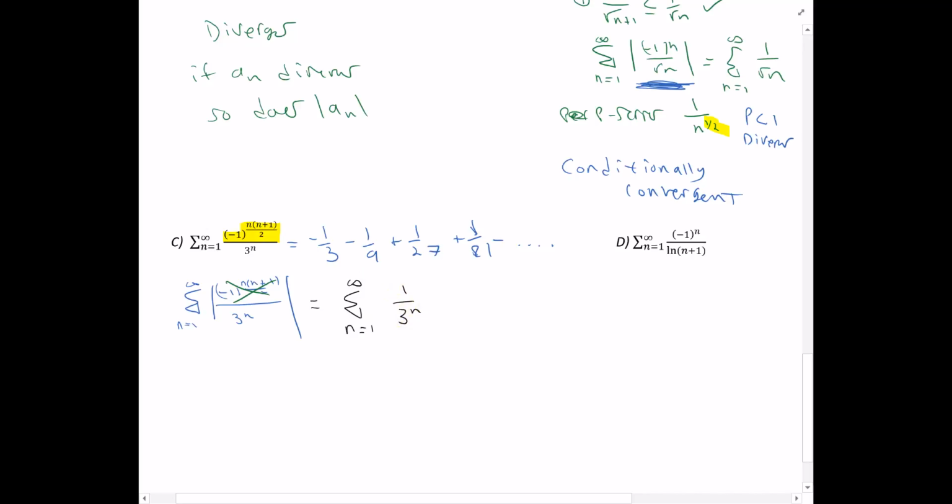You don't need the absolute value bars anymore because that can never be negative. So we have 1/3 to the n. Do you recognize what that is? Hopefully you do. This is a geometric series, with r equal to 1/3, which means it converges, right? Because r is less than 1.